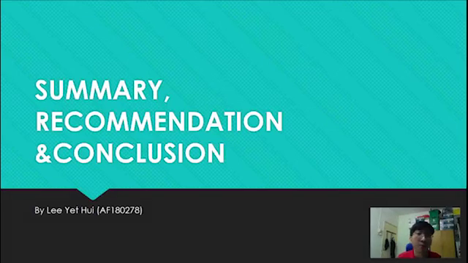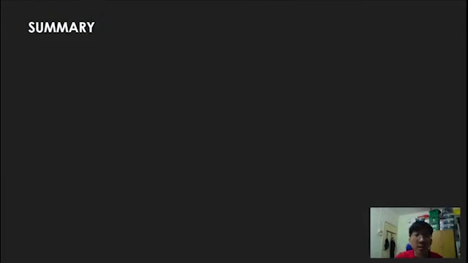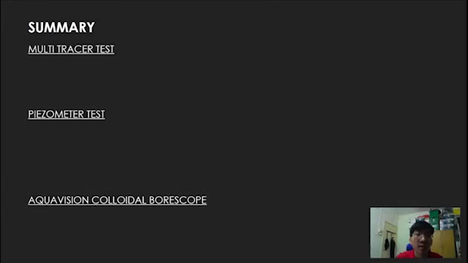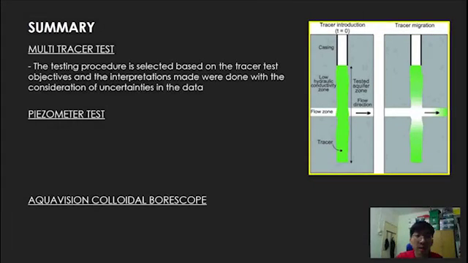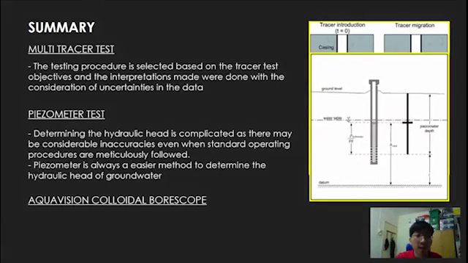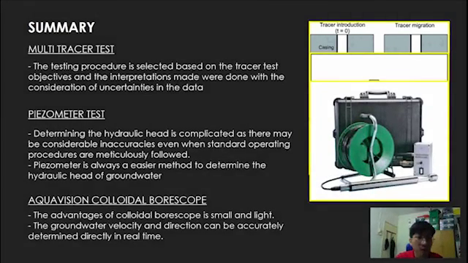So I'm going to present the summary, recommendations and conclusion. For the summary, there are three methods in our comprehensive review, which are the multi-tracer test, the piezometer test, and the Aquavision colloidal borescope. In the multi-tracer test, the testing procedure is selected based on the tracer test objective, and the interpretation maps were done with consideration of uncertainty in the data. The piezometer test is used to determine the hydraulic heads, which is a complicated process, as there might be considerable inaccuracies even when the SOP is meticulously followed. For the Aquavision colloidal borescope, the advantage is that it is small and light, and the groundwater velocity and direction can be accurately determined directly in real time.